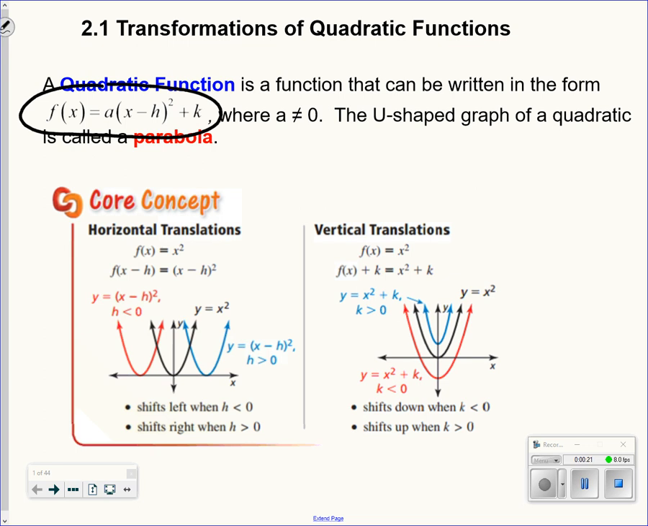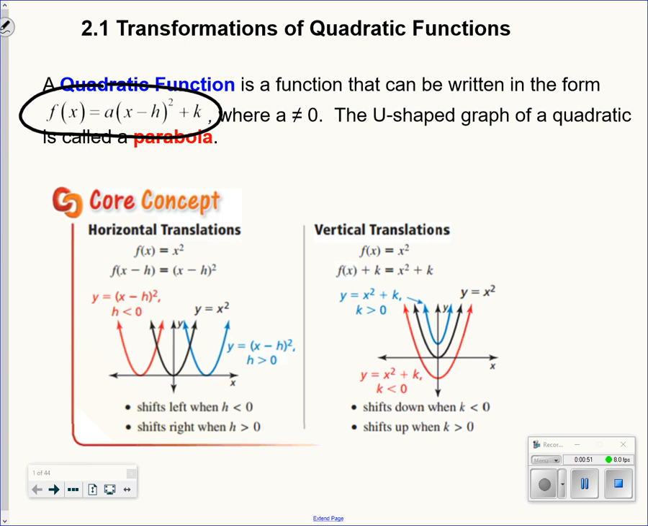A U-shaped graph for a quadratic is called a parabola. So this is a quadratic function. The a value, the h value, and the k value each does something different to the function. When I put an a value in there, it causes a vertical stretch or shrink. When I put an h value in there, it causes a translation to the left or right. When I put a k value in there, it causes a translation up and down. And when I change x, or multiply by a negative, again, reflections.